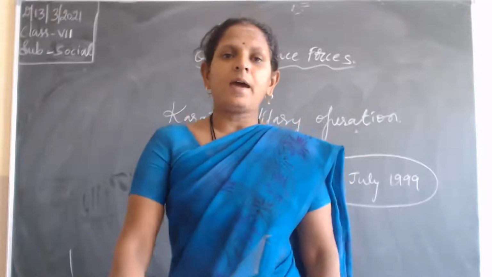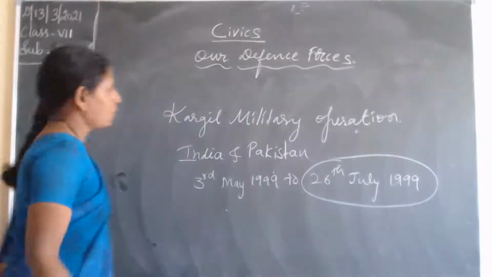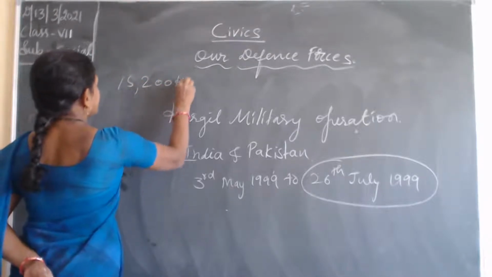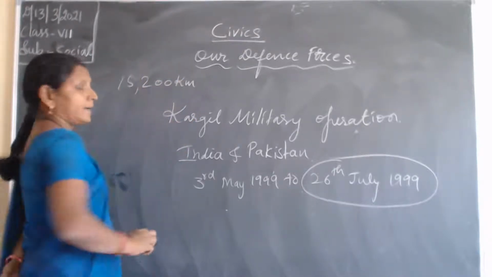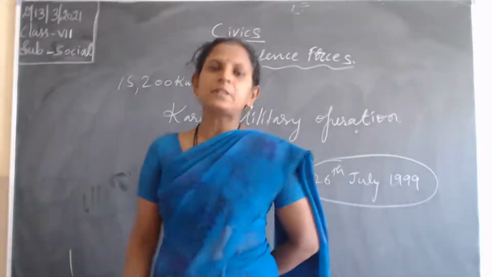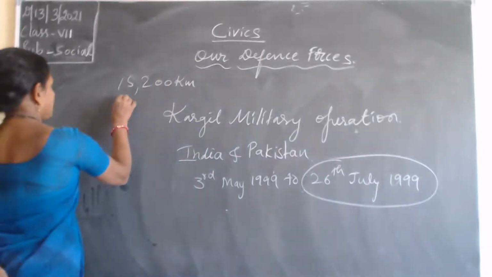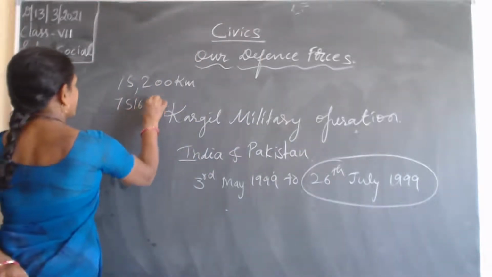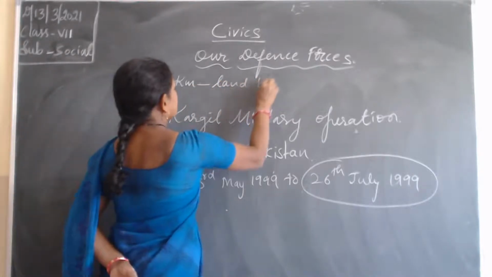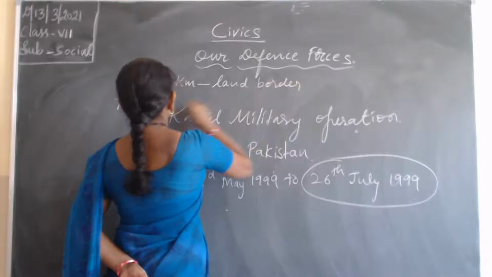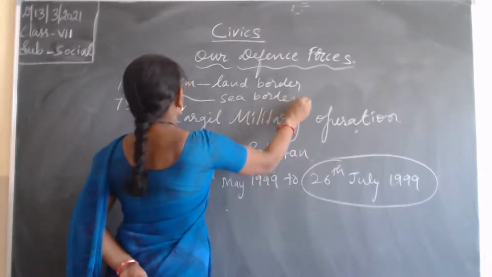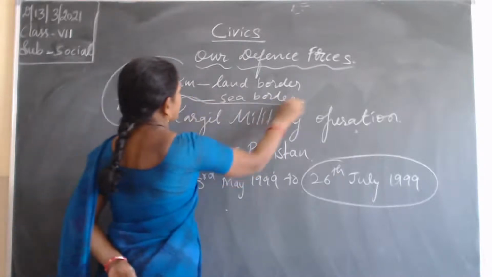Now India has a land border. How many kilometers? 15,200 kilometers of land border, and the sea border is 7,516.5 kilometers. This is the land border, and this is the sea border. This border area they are protecting. Who are protecting?